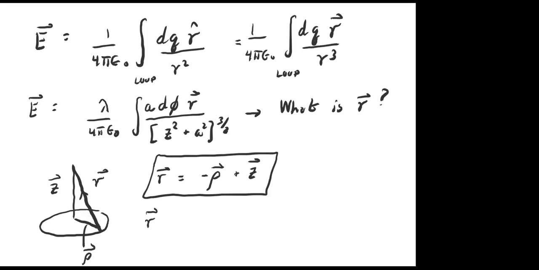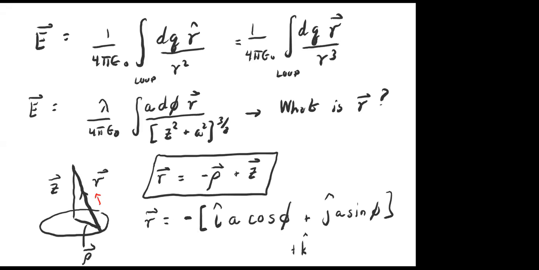So I can write this out. The minus sign follows from the direction of r. That vector goes in that direction. So when you write down the component in that rho hat direction, you need a minus sign. So this is going to become minus rho, and rho is just the radius of the circle. That's just i hat a cosine phi plus j hat a sine phi. And now I need just z, and that's k hat z.